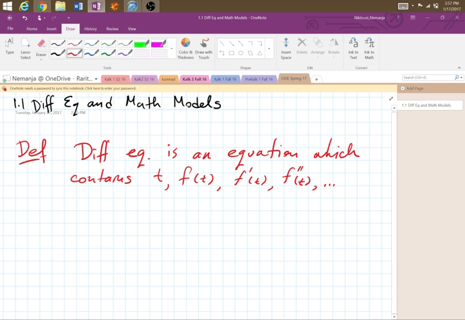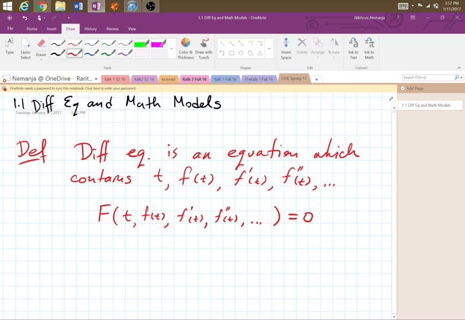We usually write that in this form implicitly: f of t, f prime of t, f double prime of t, dot, dot, dot, equal to 0. It doesn't have to be equal to 0. We can have something else there, but this is the first thing we do. So that's a differential equation.